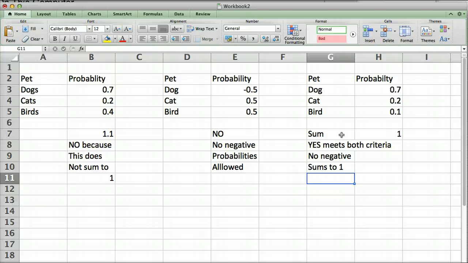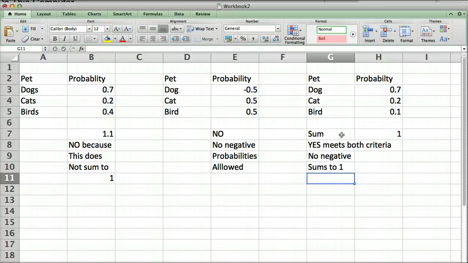Now what does this tell us? The probability of owning a dog is the highest. It tells us most people own dogs. And the probability of having a bird is the lowest. So for this particular survey, the least amount of people owned birds, most owned dogs, and cats were somewhere just above birds.